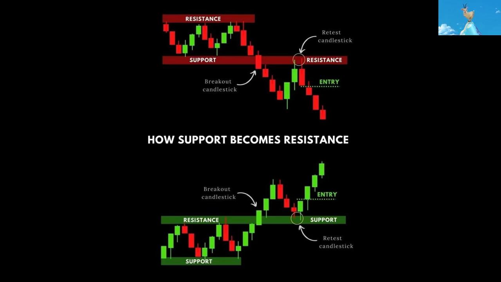All right, yeah, both of them showing you the same thing. They are both showing you a key level being broken. They both showing you key level breaks. And once it breaks, it flips. What was support turns into resistance, or what was resistance turns into support.